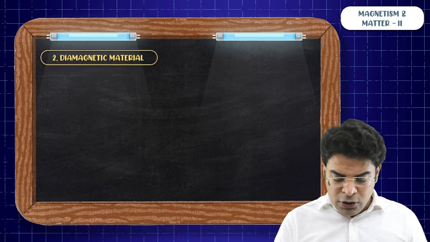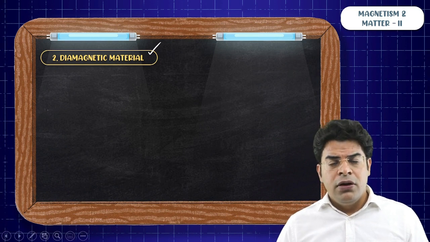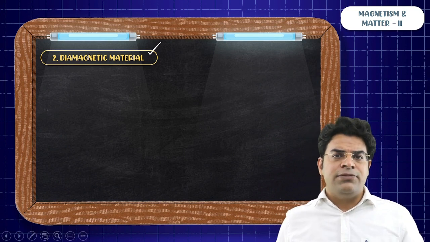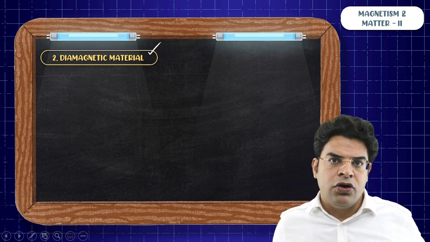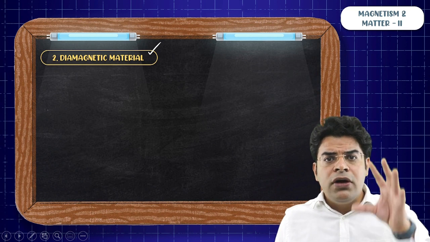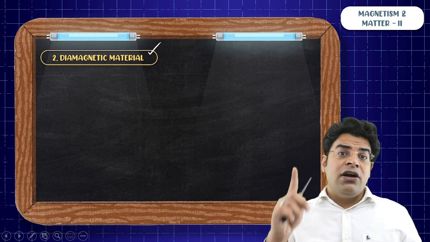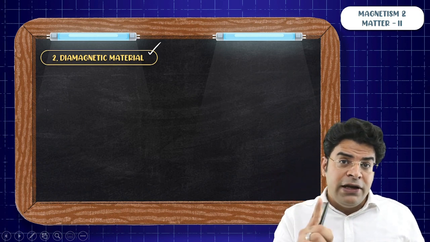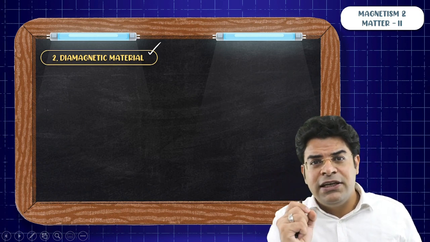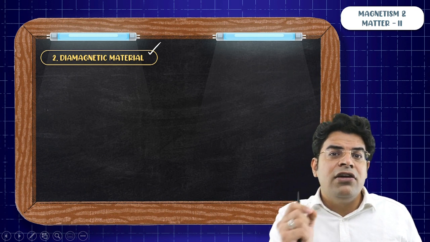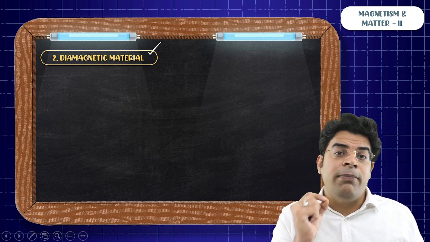Now let's talk about diamagnetic material. Diamagnetic materials are the substances in which we have got paired electrons. So though the molecule has got no net magnetic moment, when an external magnetic field is applied within the diamagnetic substance, a field is created in the direction opposite to the applied magnetic field.